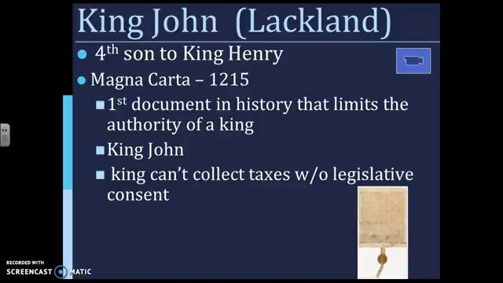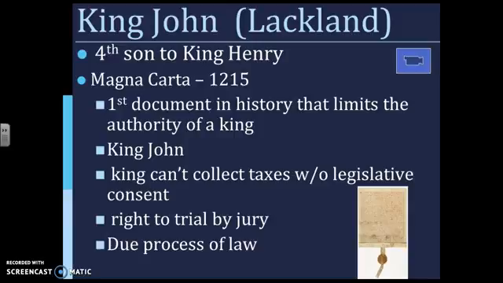The other thing, and this is what the nobles really, really wanted, is that the king must have the approval of the legislature, or really parliament, in order to collect taxes. It also guarantees your right to a trial by jury and due process of law. So you have to go through the proper steps in order to convict someone. You have to have evidence, for example.